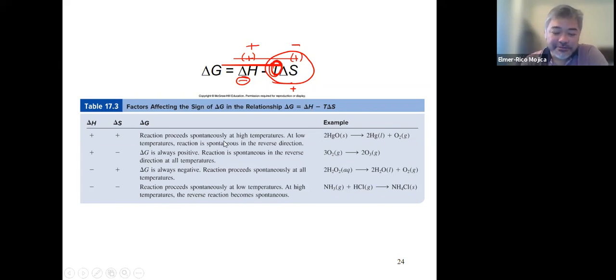And then what happens when you have a negative here and a negative here? So again, it depends on the value of T. So for the delta G to be negative, your T should be small. So the delta G is negative when you have low temperature. If you have a low temperature here, that will give you a negative value. But once this one increases, then that will give you a positive delta G. So those are the things that you need to remember here.